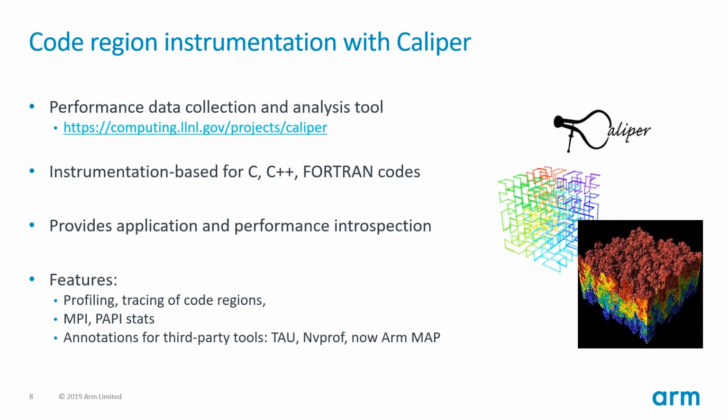Caliper is developed by the Lawrence Livermore National Lab, and it is an instrumentation-based framework for C, C++, and Fortran codes, which provides application and performance information. Caliper can sample or trace code regions to provide MPI or CPU performance reports. It can also be combined with other profiling tools like PAPI, Tau, NVProf, and now ARM MAP.